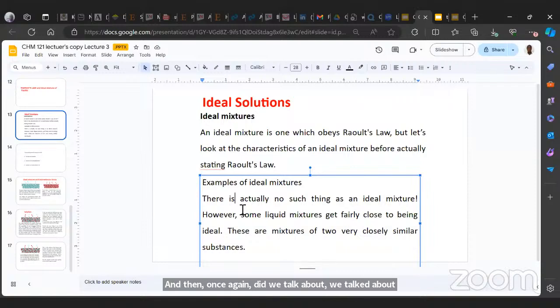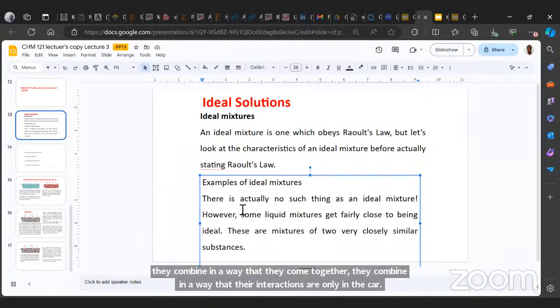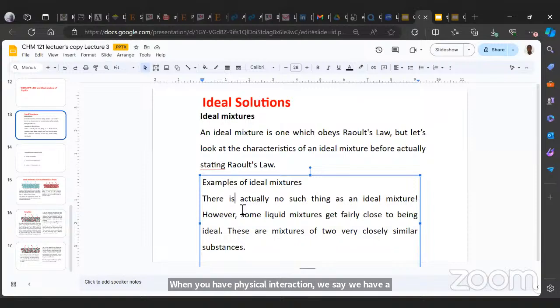When you put two things together and they combine in a way that their interactions are only physical, with no chemical interaction, we say we have a mixture. We have heterogeneous and homogeneous mixtures. Homogeneous mixtures still have no chemical interaction, but they blend so that you can still separate them by physical methods, but they blend well. Examples of homogeneous mixtures are tea, and we gave several examples. Air is a homogeneous mixture, so it's a solution.